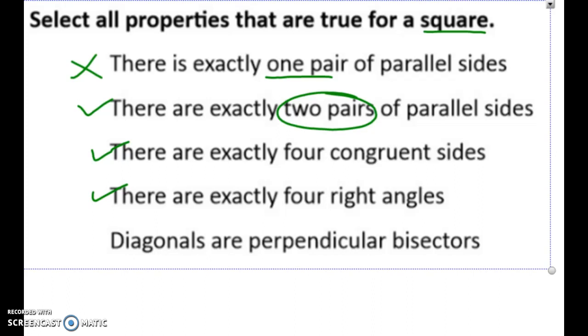When bisectors intersect at a perpendicular angle, there has to be four congruent sides. So the only time that you have perpendicular bisectors are rhombuses and squares. So this is a true statement because all squares' diagonals are perpendicular bisectors.